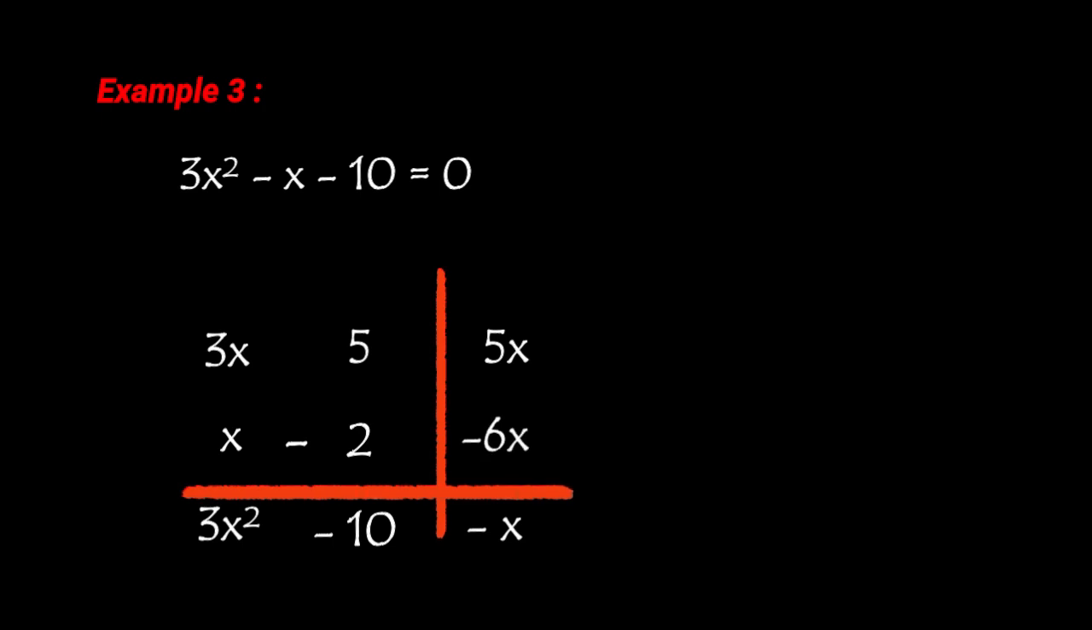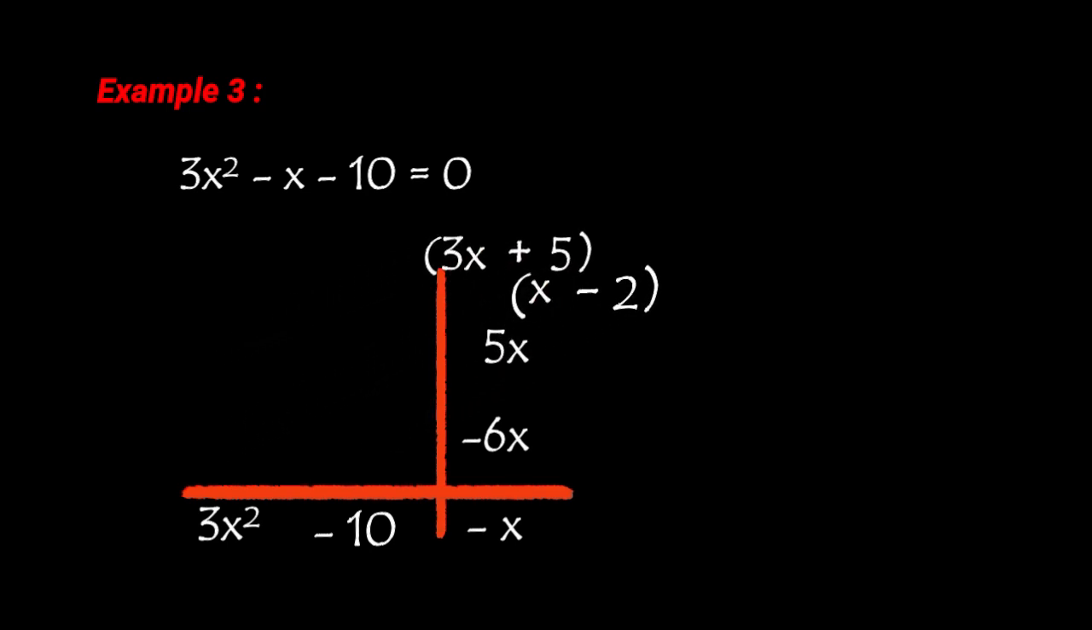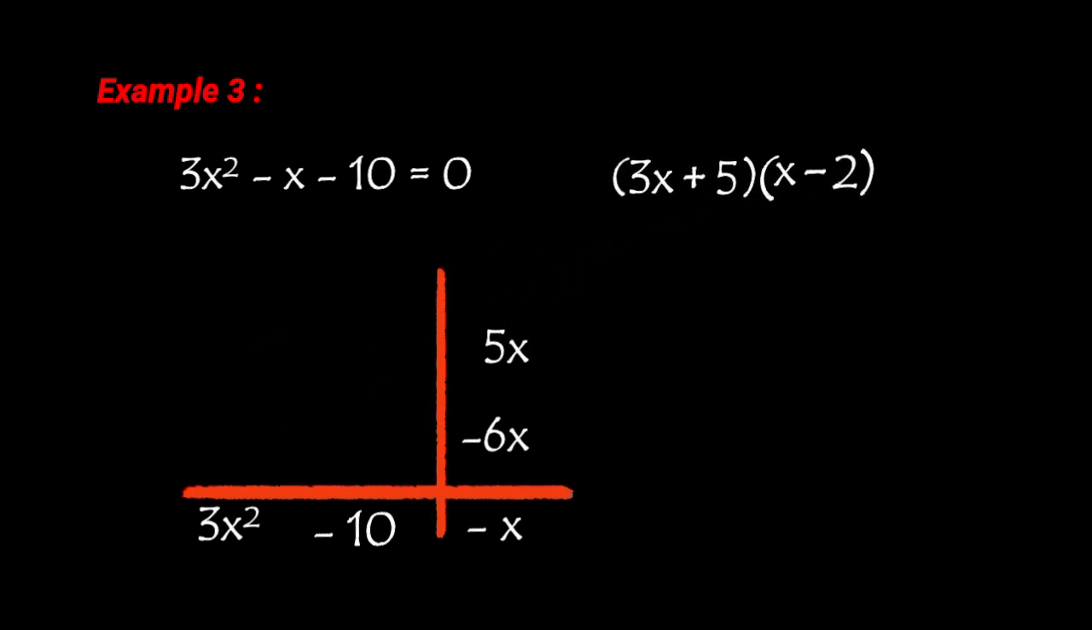Now we can verify our answers with the terms at the bottom. So in the last column, we have positive 5x minus 6x, which gives us negative x. In the second column, we have positive 5 times negative 2, which gives us negative 10. And in the first column, we have 3x times x, which gives us 3x squared. Therefore, once we fill up all the table and verify our answers, we can put it in a factorized form, which is 3x plus 5 and x minus 2 equals 0.